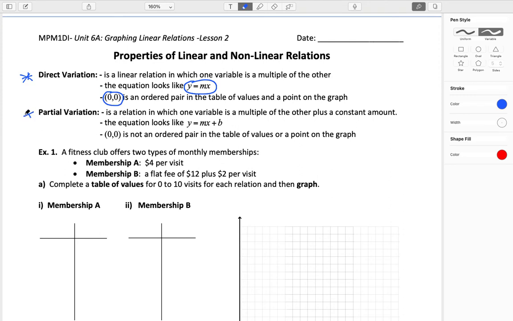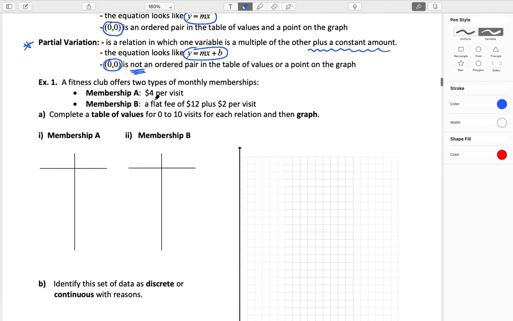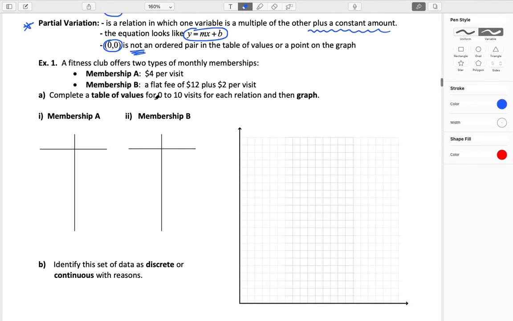On the other hand, a partial variation is a multiple of the other plus a constant amount. So the equation will look like y is equal to mx plus b. And therefore, when you have an initial amount or a base cost, the origin is not part of the graph. So you never start at the origin. So let's double check this understanding.